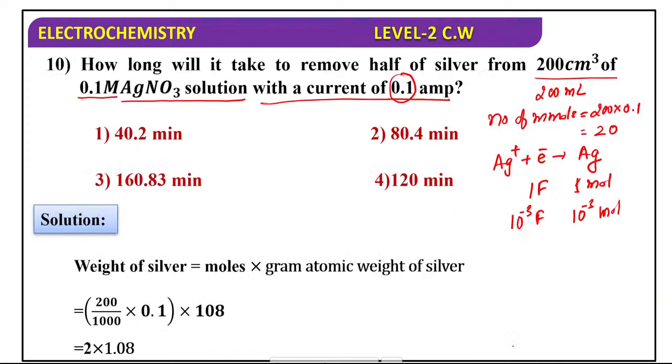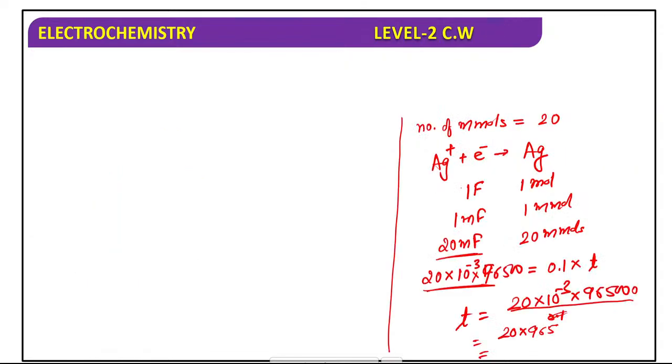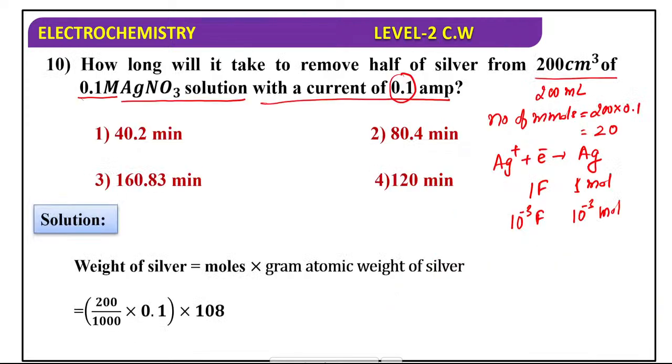मेरा तो गलत आया फिर. अच्छा, it is in minutes, right? So it is in seconds, so 20 into 965 divided by 60. वो भी अलग आया, कहाँ पे गलती हुई?